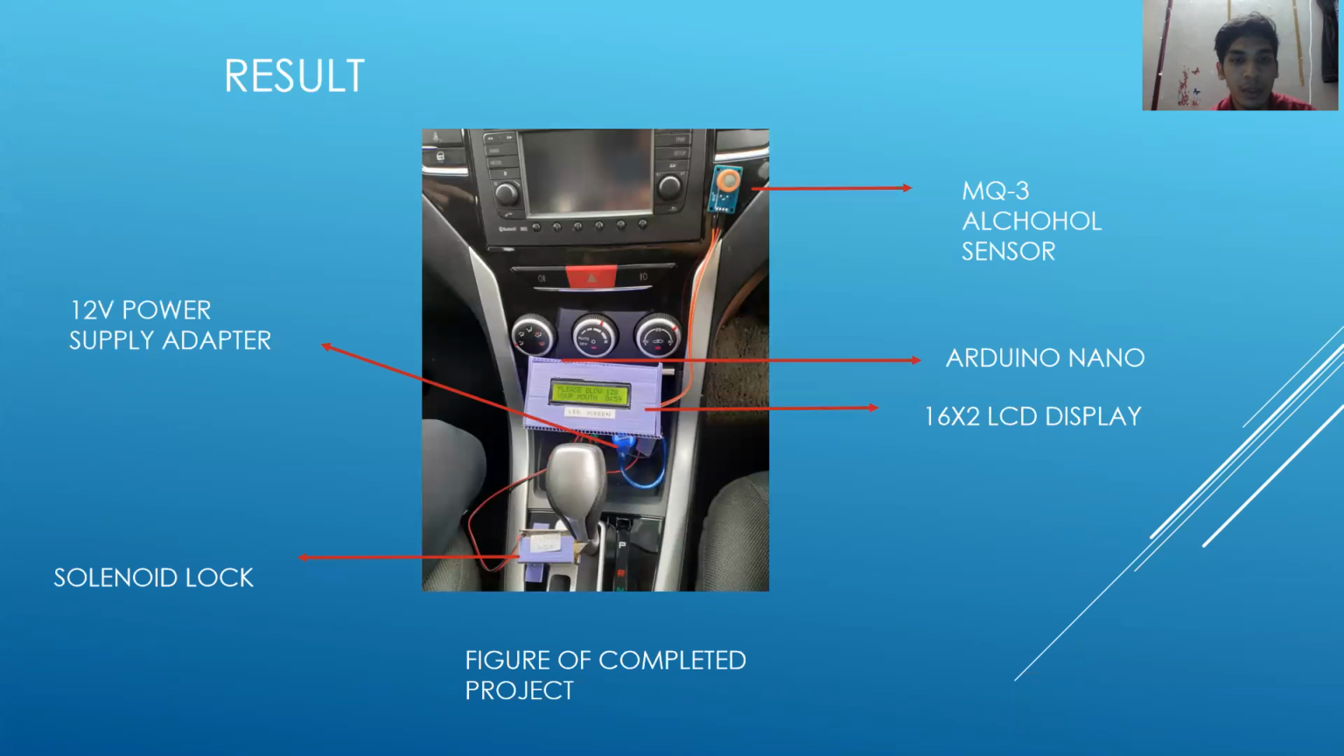Next, we have the result. This shows the figure of the completed project. For the first one, it shows the MQ3 alcohol sensor, Arduino Nano, 16 times 2 LCD display, 12 volt power supply adapter, and lastly we have a solenoid lock above the gear shifter.